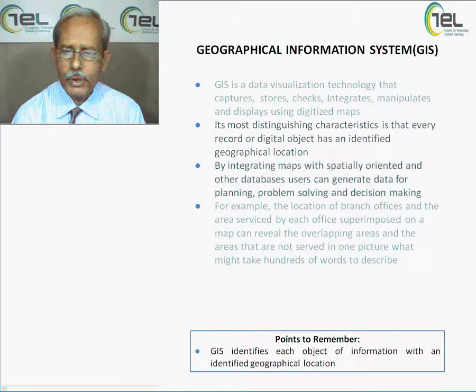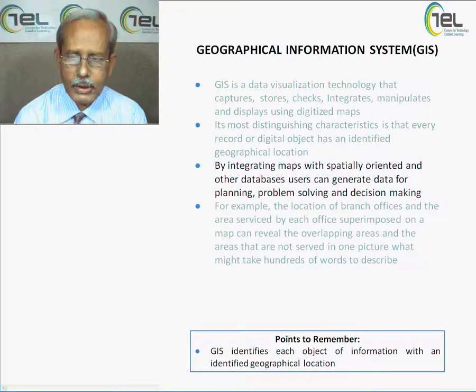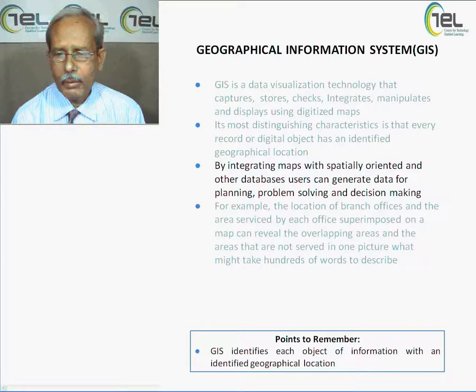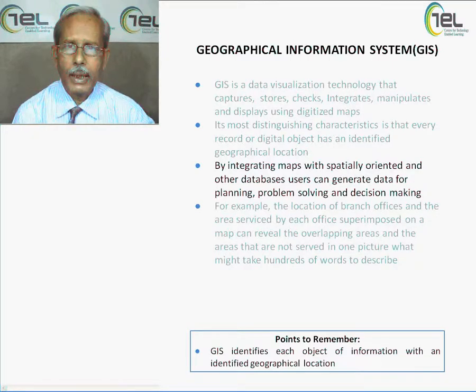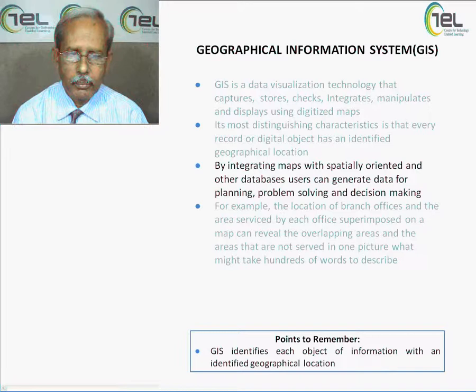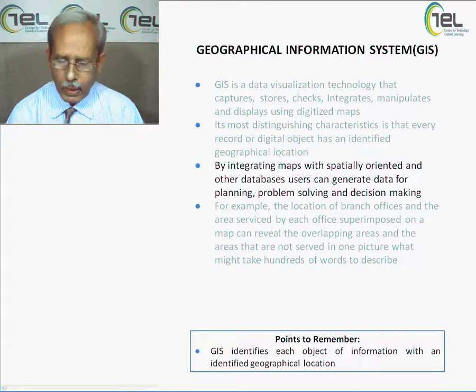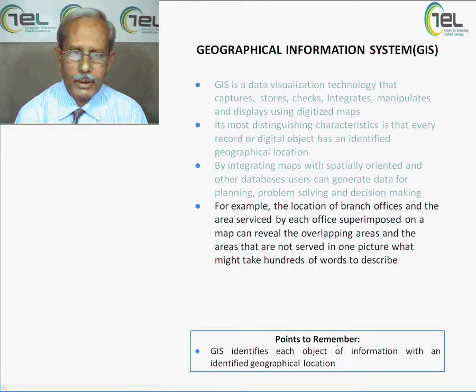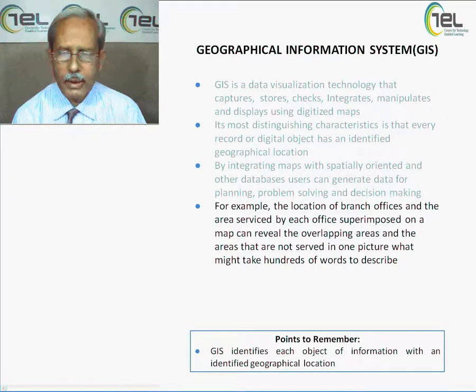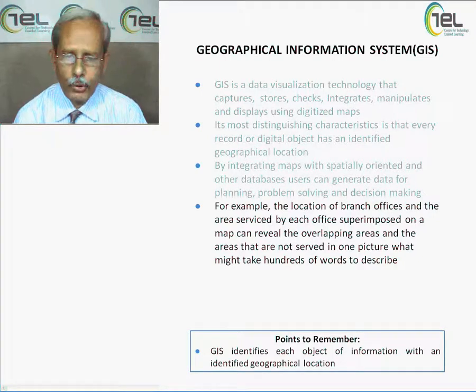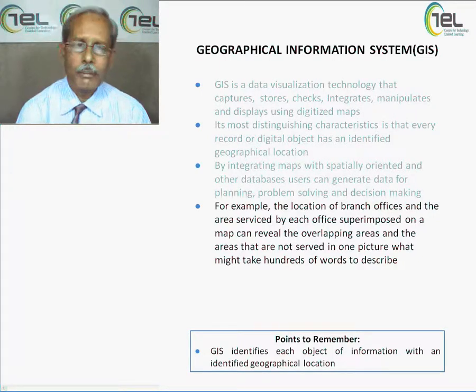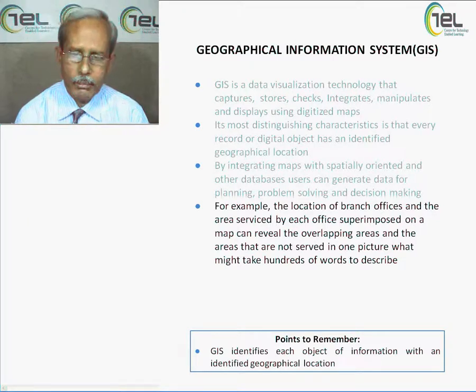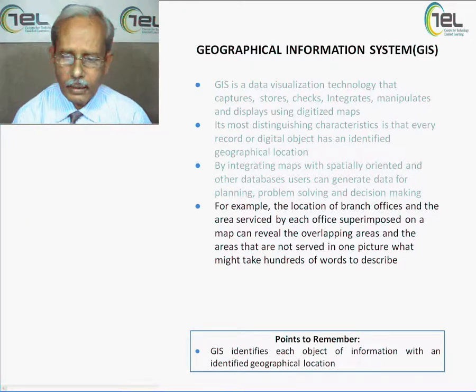By integrating maps with spatially oriented and other databases, users can generate data for planning, problem solving, and decision making. So every planning, problem solving, or decision making process is connected to the geographical location according to the business existence, the business process. An example is the location of branch offices at various places of a country, where the area served by each office is superimposed on a map that can reveal the overlapping areas and the areas that are not served in one picture. It might take hundreds of words to describe.